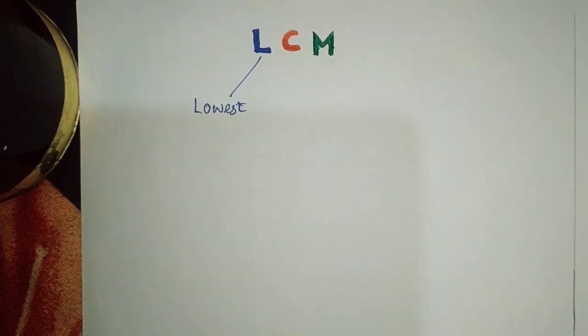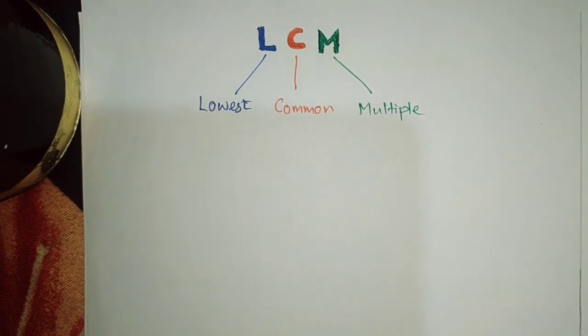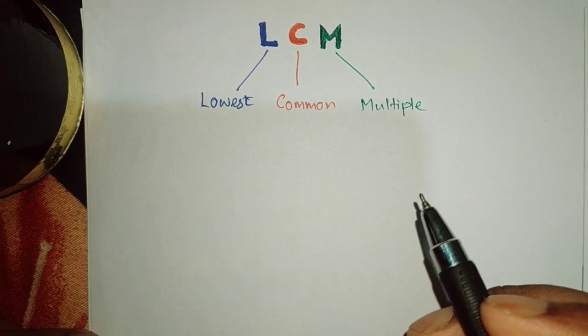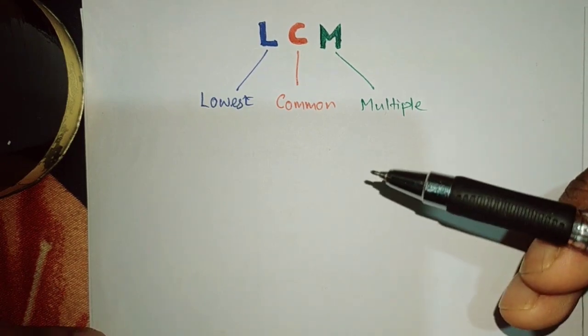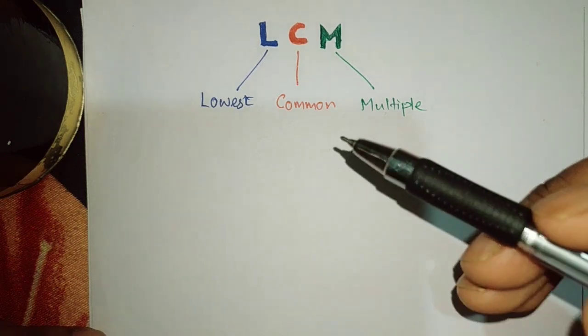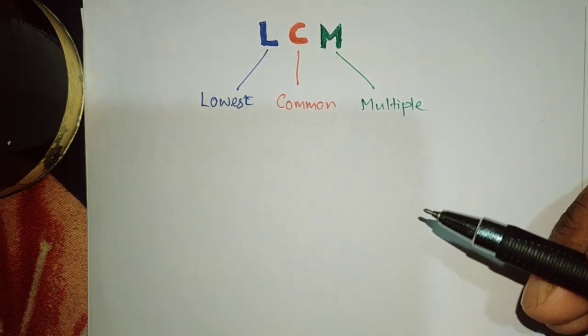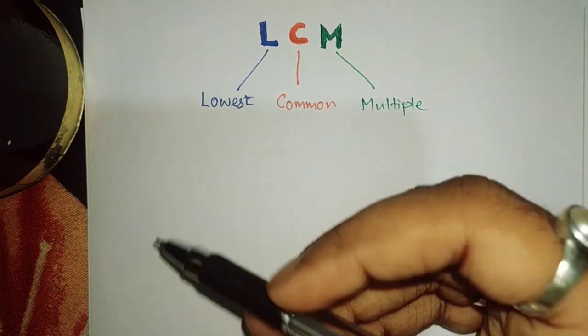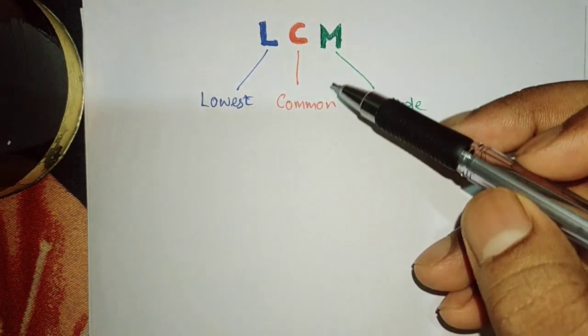Hello everyone, in this video we will discuss the lowest common multiple. In our earlier classes we have discussed common multiples, that means multiples which are common to each other if two numbers are given. For all those common multiples, the lowest value will be our LCM.